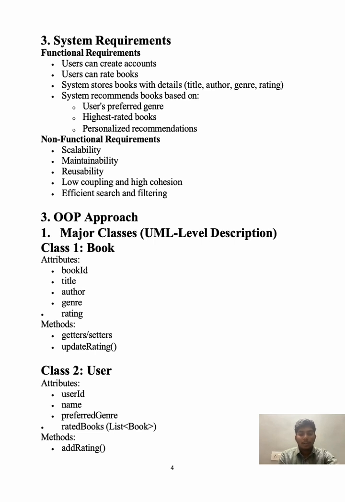Fourth one is low coupling and high cohesion. Modules must be independent, with low coupling. Each class should have a single focused purpose. This aligns with complex engineering design principles. Fifth one is efficient search and filtering. As the book count grows, the system must still be fast in searching and recommending books.